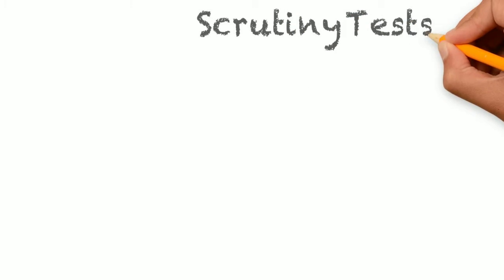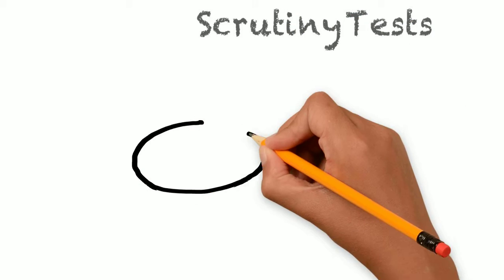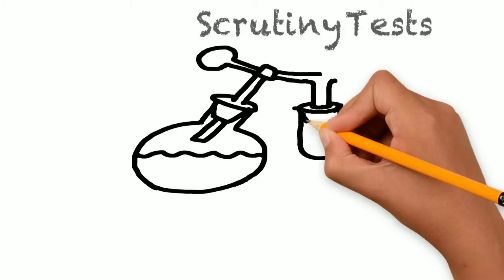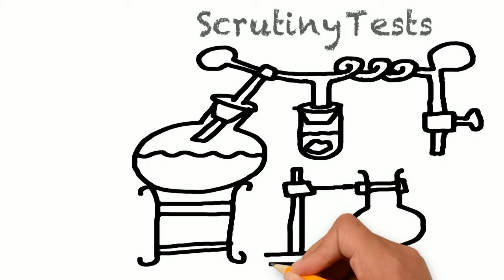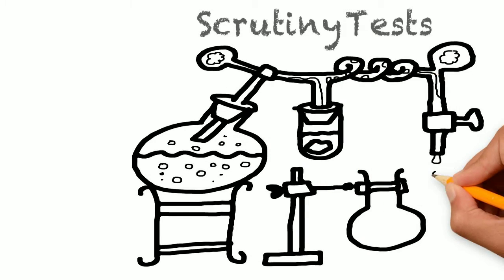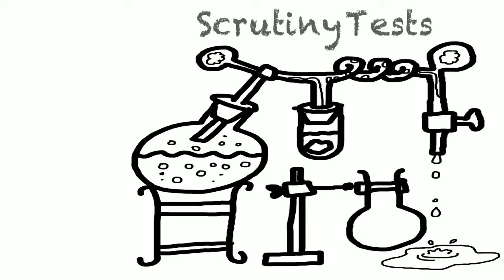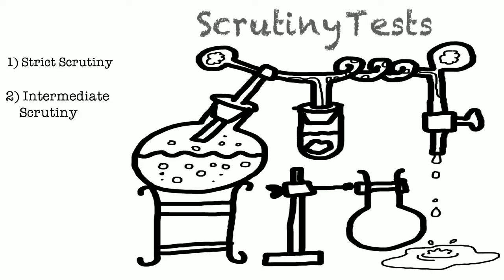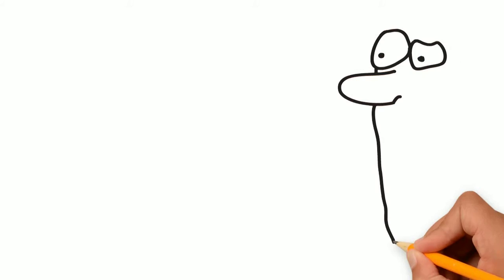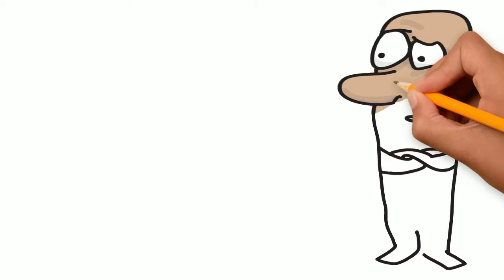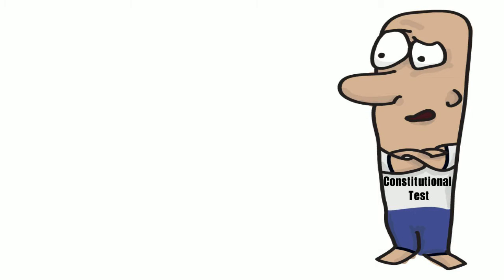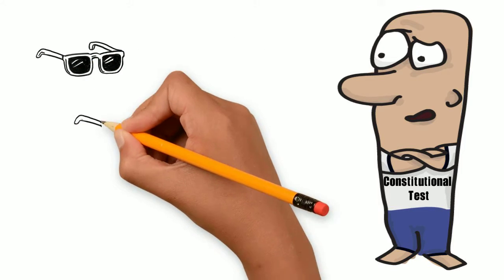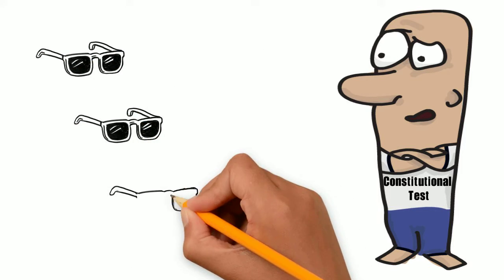Here's how it works. When a court decides whether a federal or state law violates the Constitution, it applies any one of 3 tests. We call these tests the 3 levels of scrutiny. The 3 levels of scrutiny are strict scrutiny, intermediate scrutiny, and the rational basis test. Whether strict, intermediate, or rational, here's what the test is looking for. The purpose of the test is to determine if the law is constitutional or unconstitutional.